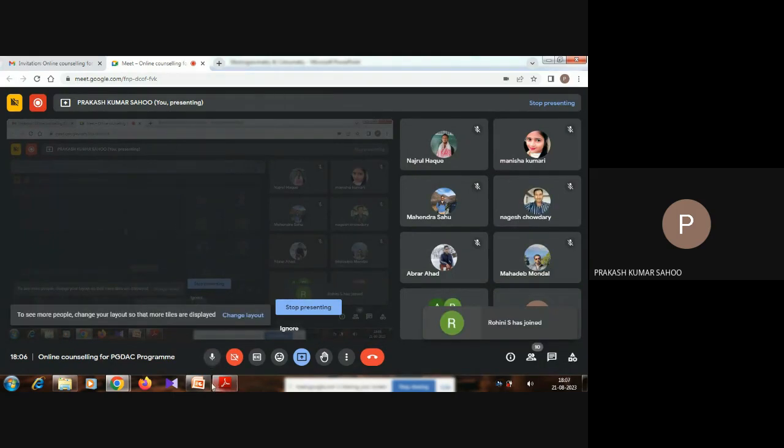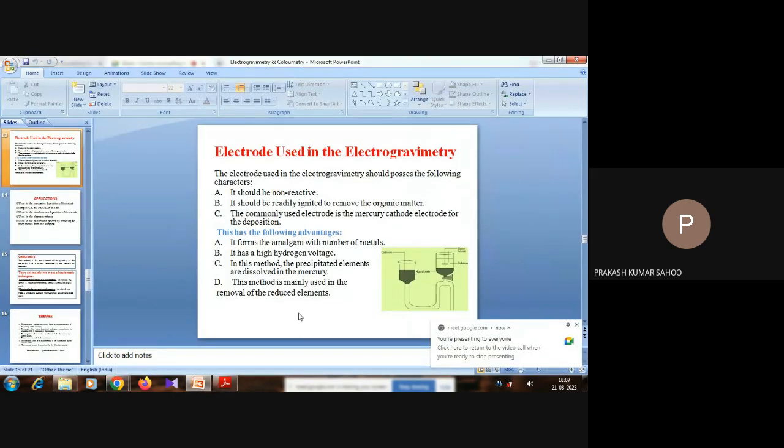So this will be the amalgam with a number of metals. That is, it will form a compound that is known as mercury amalgam. The mercury cathode is prepared to form amalgam with other metals. It has a high hydrogen voltage.